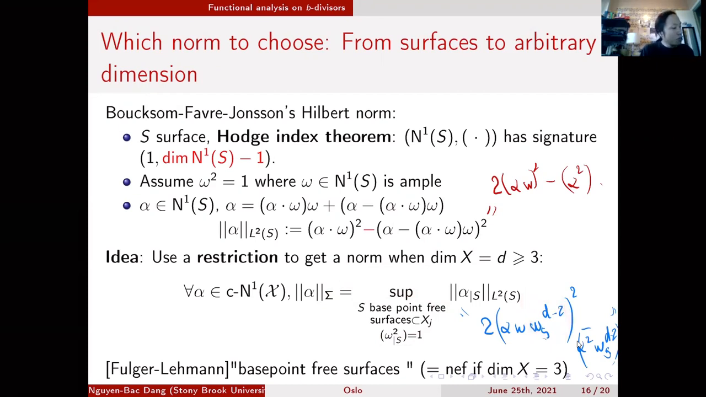So now if you look at this and you replace alpha by the pullback of omega, you see exactly what you need. You don't care about this second term, minus alpha squared, but this is positive, so basically everything is smaller than this term. And here you see exactly the degree squared, sorry.